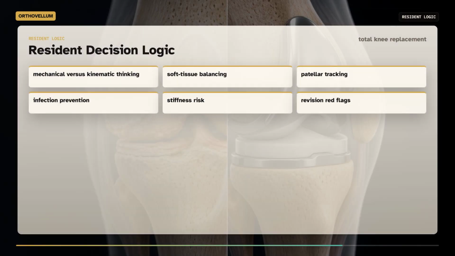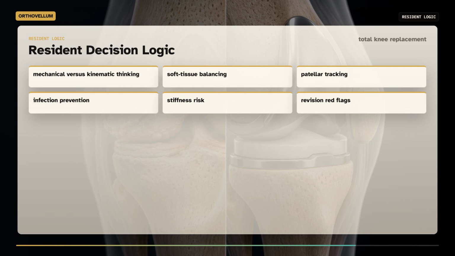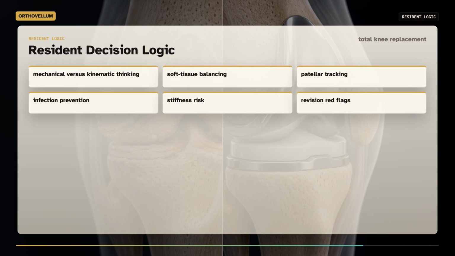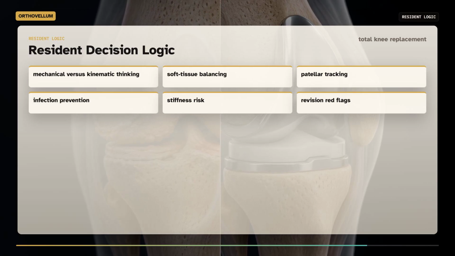Resident-level pearls: mechanical versus kinematic thinking, soft tissue balancing, patellar tracking, infection prevention, stiffness risk, revision red flags. Always name the differential diagnosis before falling in love with the first diagnosis. Always ask whether the proposed treatment matches the biology, the mechanics, the time course, and the person in front of you. If the story is atypical, slow down. Atypical pain deserves a wider lens.